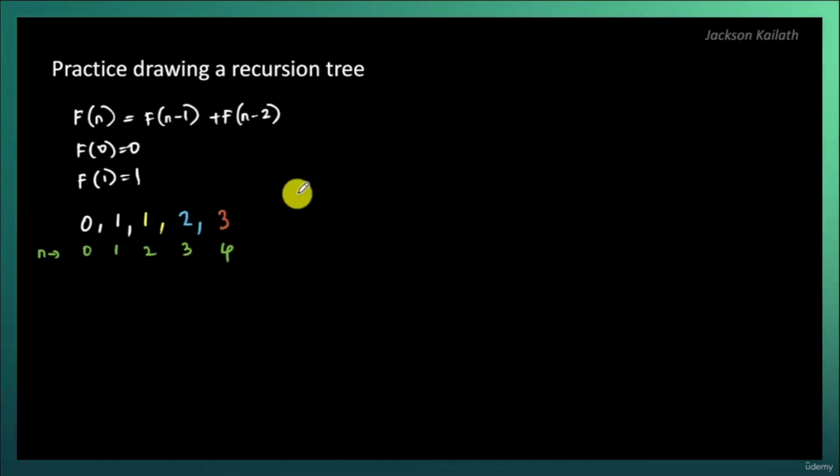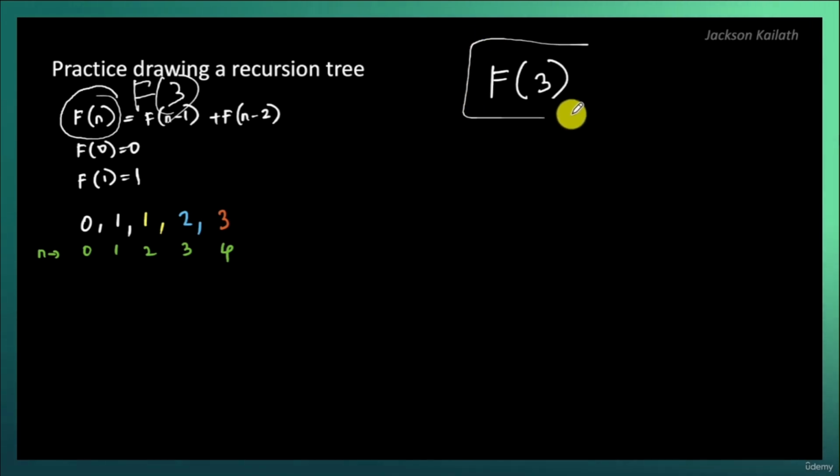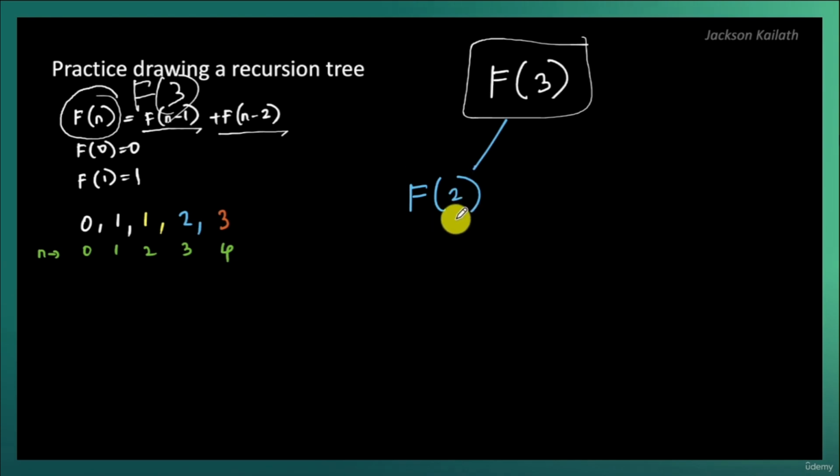Alright, so let's say we're going to start with f of 3. Let's say we want to find the value of f of 3. So the code calls f of 3, and this is going to recursively call f of 2 and f of 1. So it's going to call f of 2, and notice that before it goes to call f of 1, this f of 2 itself will recursively call f of 1 and f of 0, right?